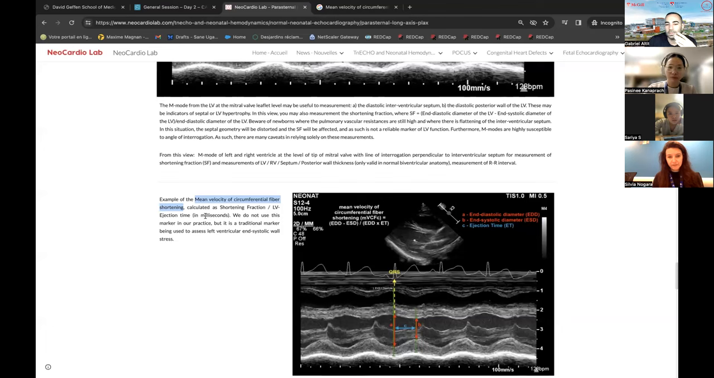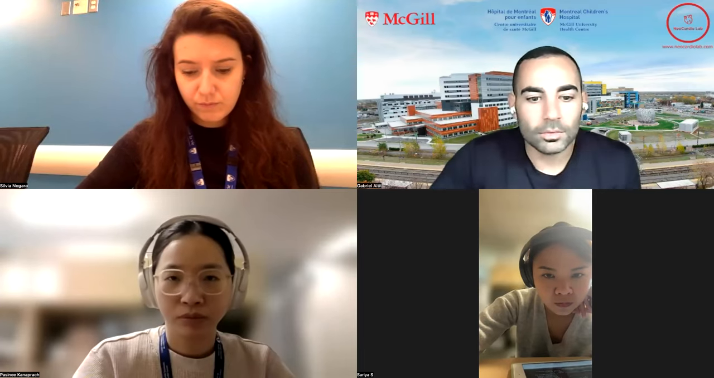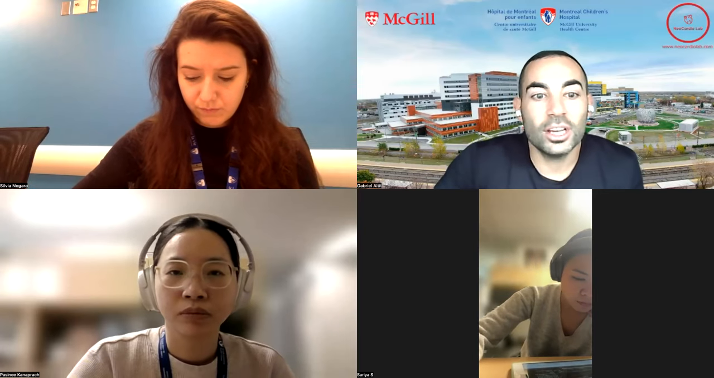And to be honest, it's been less and less used in the literature, because M mode is so angle dependent, and because this marker is also dependent on preload, since the ejection time will change a lot with heart rate, and newborns have very variable heart rates. So it's not typically a marker that personally I use that much. But I still want you to be aware that these markers exist, if you read them in an article, so that you're not clueless about them. Okay? So that's just M mode, okay?